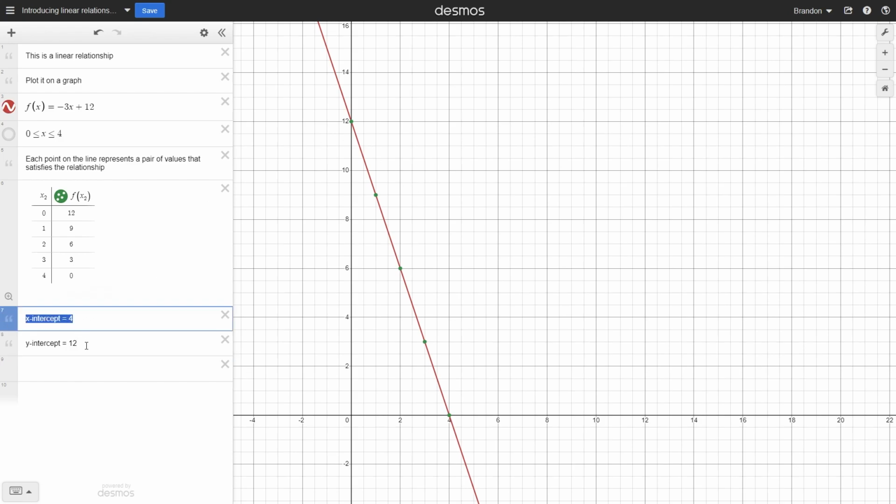So x-intercept and y-intercept are just where the line intercepts the axes, and the straight line represents the equation of -3x + 12. Every single point on this line satisfies that equation. So if you did negative 3 times 1.6 plus 12, you would get 7.2. Every single point on this line is true for this equation up here.